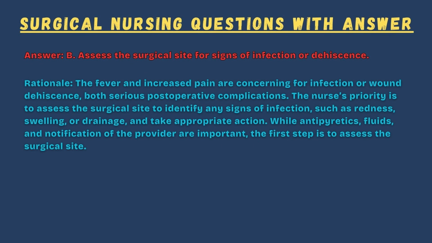Answer: B. Assess the surgical site for signs of infection or dehiscence. Rationale: the fever and increased pain are concerning for infection or wound dehiscence, both serious postoperative complications. The nurse's priority is to assess the surgical site to identify any signs of infection, such as redness, swelling, or drainage, and take appropriate action. While antipyretics, fluids, and notification of the provider are important, the first step is to assess the surgical site.